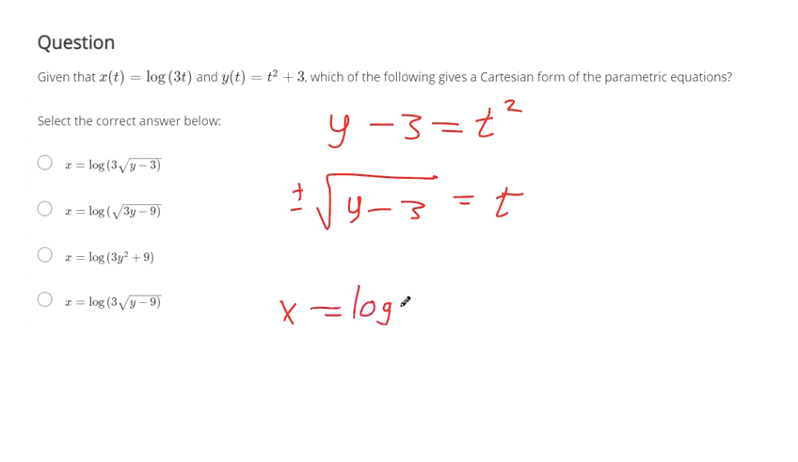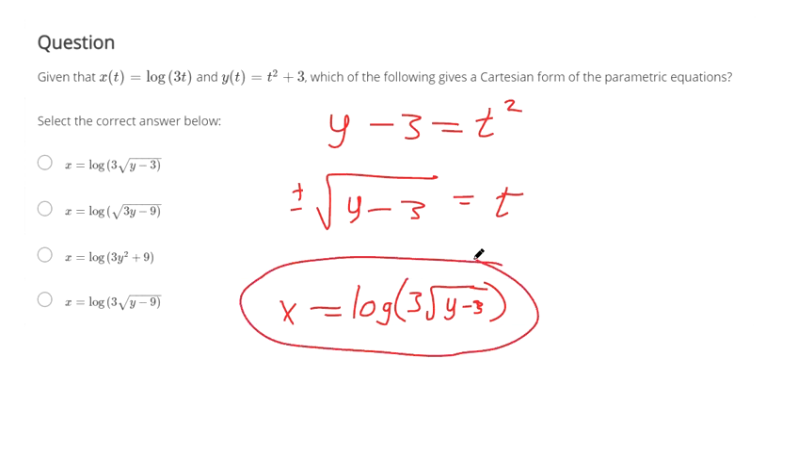So we got log, this is 3 times the square root of y minus 3. Okay, and again, we're not putting the negative sign because everything that comes out of this is positive because it's a square root, and then positive times a negative would be a negative, and you can't evaluate the logarithm of a negative number because a logarithm asks you, what power do you need to raise a base to make it equal the value in your logarithm. All right, so we drop that negative sign. This is our Cartesian form, and that matches this top one up here.